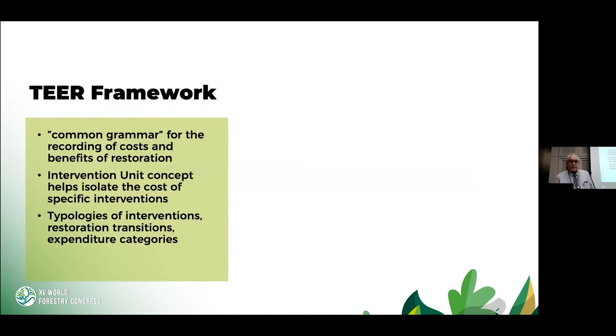So the TEER framework is a kind of common grammar for the recording of cost and benefits of restoration. The idea is to work at the intervention unit scale. And we developed a typology of interventions of restoration activities to allow the collection of data. Next, please.